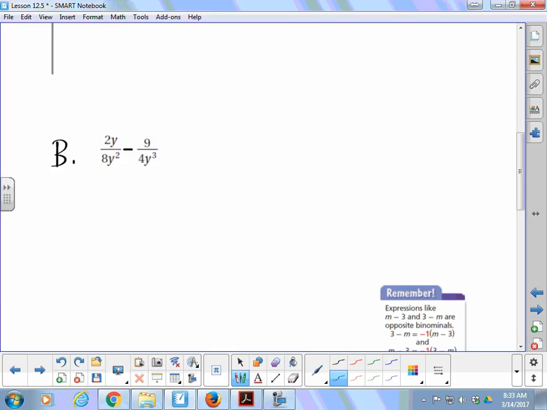2 goes into 8 4 times, and I can take a y out. So in the numerator, I'm left with 1. In the denominator, we're left with 4y, because 2 goes into 8 4 times, and I can cancel a y. I can't do anything with my other fraction.